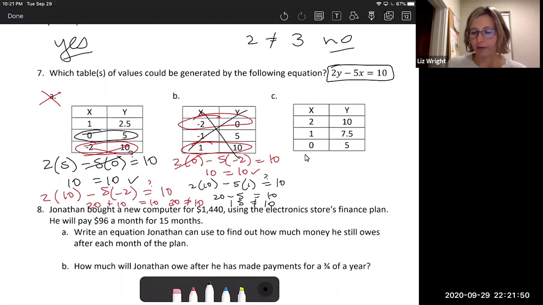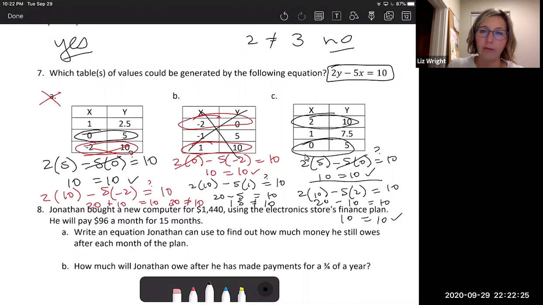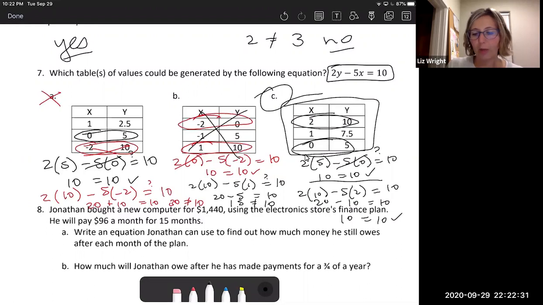Well, let's find out if C works. So here I'm going to try 0, 5 first. That's pretty easy. So I'm going to have 2 times 5 minus 5 times 0 equals 10. That's going to go to 0. So I'm going to have 10 equals 10. Perfect. That one works. I'm going to go ahead and try this 2, 10. So then I've got 2 times 10 minus 5 times 2. Does that equal 10? So I've got 20 minus 10 equals 10, which is 10 equals 10. Check. And because we've got 2 of those ordered pairs that satisfy the equation, you can safely assume that C will work. So our answer for this one is C.